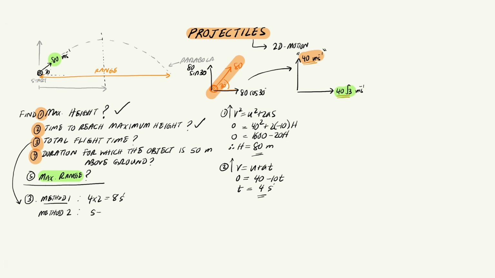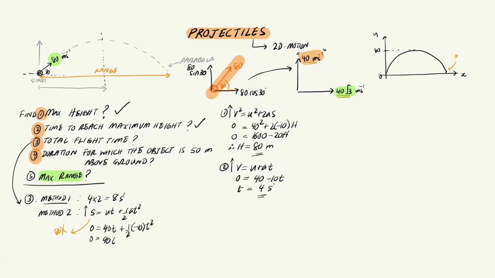S equals ut plus 1/2 at squared, applied vertically upward. The object starts on the ground and ends on the ground, so the overall vertical displacement is 0. 0 equals 40t plus 1/2 times minus 10t squared. Simplify further and factorize it. We get t equals 0, or t equals 8 seconds. We select t equals 8 seconds, since that's the sensible answer for total flight time.